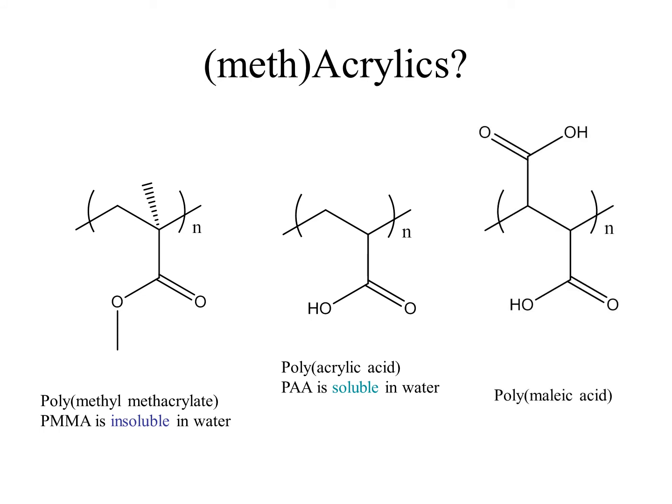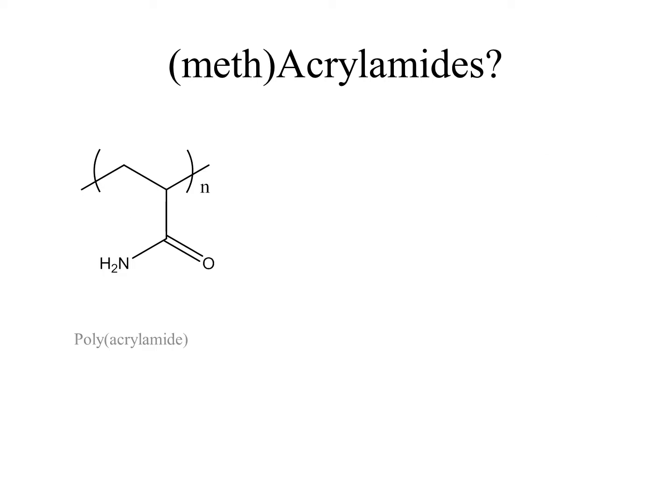On the other hand, we can add more polar groups, as in the case of polymaleic acid. Here it is easy to see that additional polar groups will result in the polymer being soluble in water. Similar to the acrylates is the acrylamide set of polymers. Where acrylates had a carboxylic acid functional group, there is an amide group at every repeat unit for the polyacrylamides. Shown here is the simplest case, polyacrylamide.